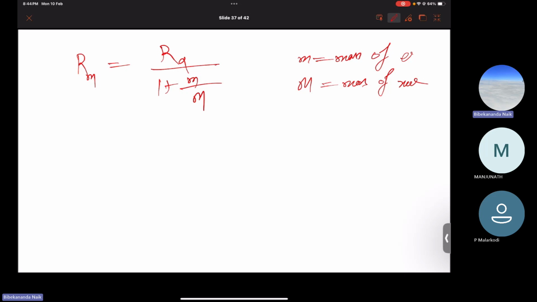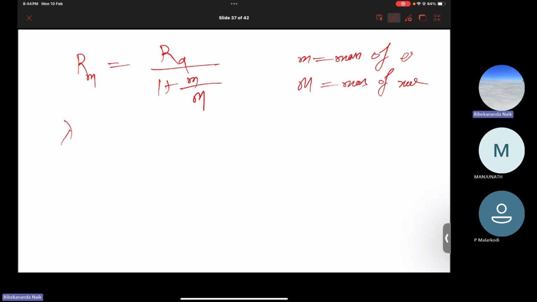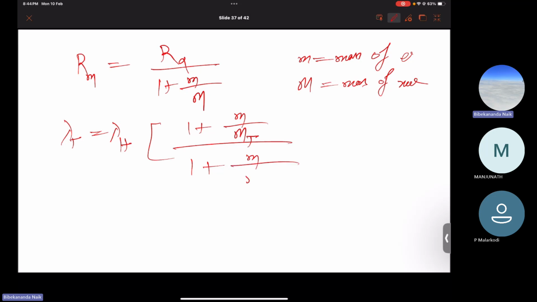So basically the ratio of those transitions, that is lambda h divided by lambda t, will give us lambda t equals lambda h into (1 plus small m by capital M tritium) divided by (1 plus small m by capital M hydrogen). Because in the case of R_M, we can put R_t and R_h. So if you put these, lambda t by lambda h will be 1 plus m by the mass of the tritium nucleus, and in the denominator it will be for hydrogen.